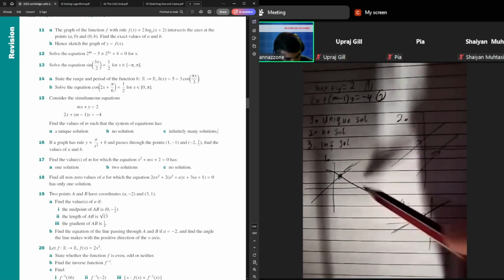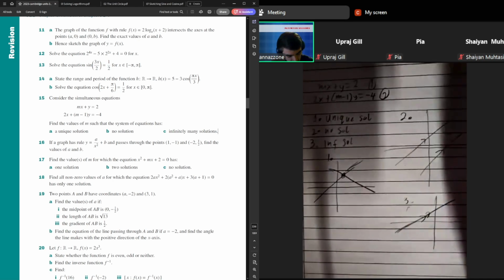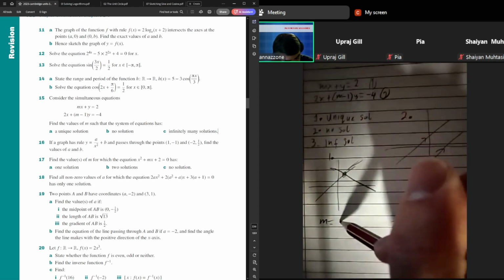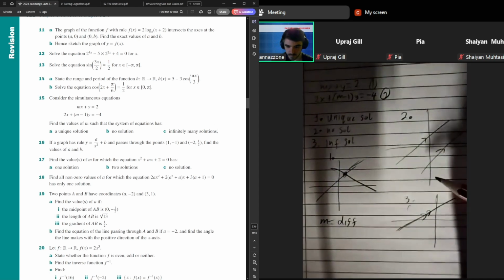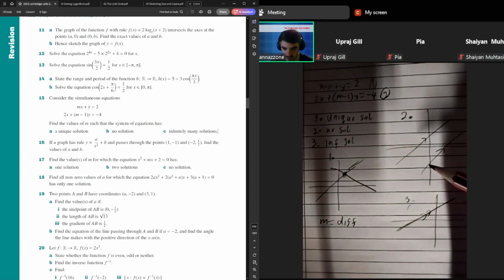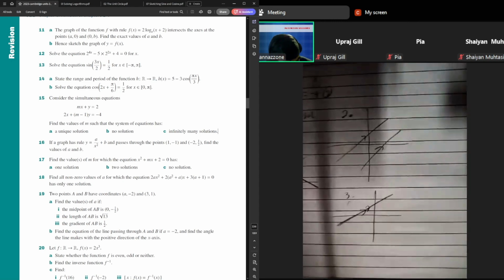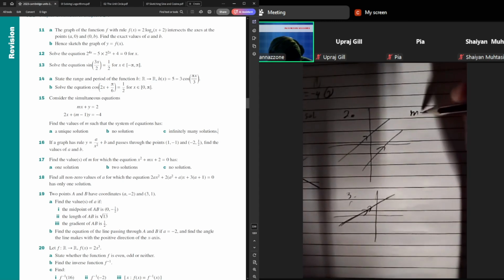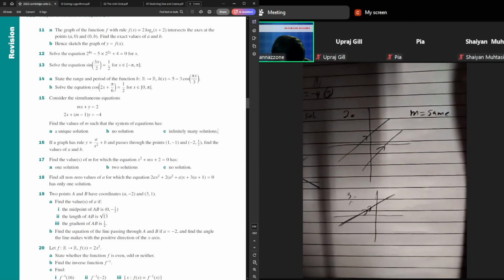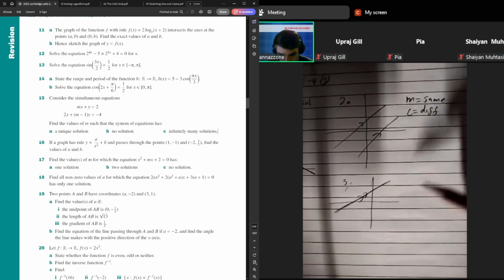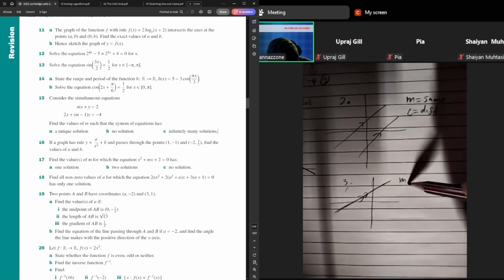For unique, you will always cross over at one point as long as gradients are different. The y-intercept means nothing. As long as you have different gradients, you're fine. For parallel, you get this if gradients are the same. Obviously, it's parallel, and y-intercepts are different. For this one, finally, you want both to be the same because it's the same line.